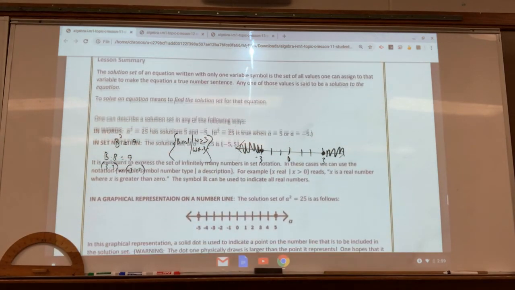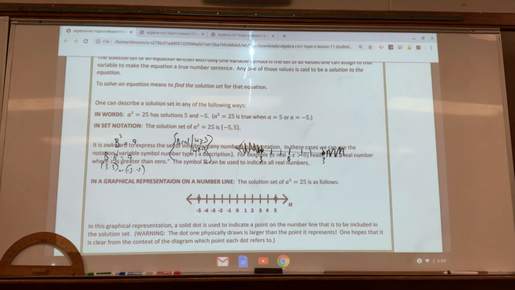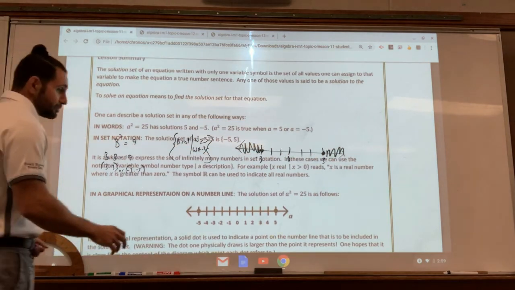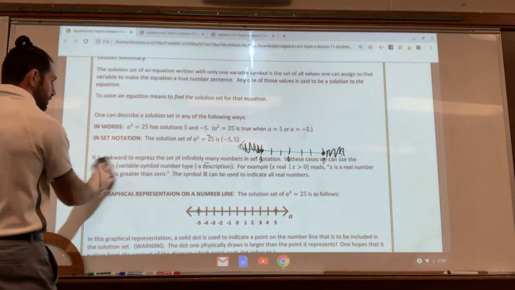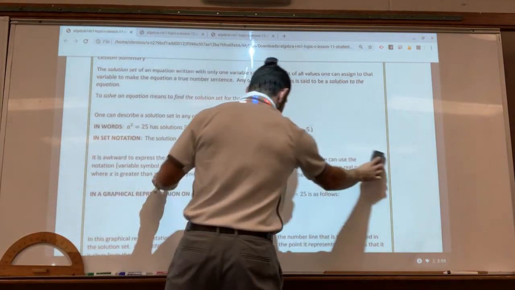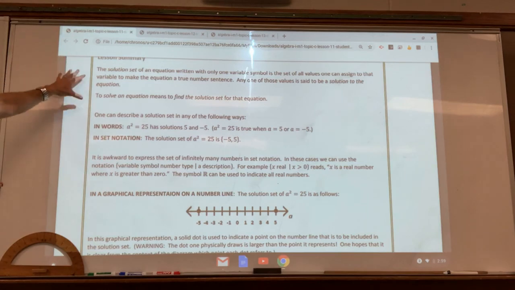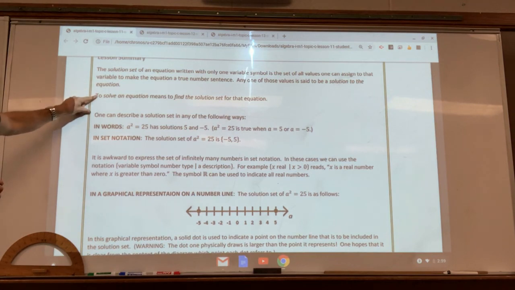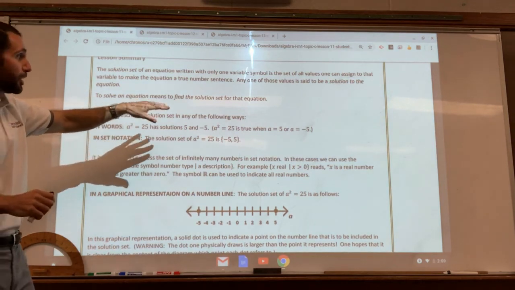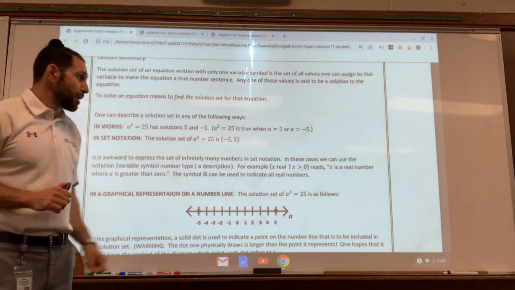So the lesson summary, which is rather important today. Coming back to this, it might not be a bad idea to write down some things that you need to know. Okay, the solution set is for only one variable, so we're not dealing with x and y. To solve an equation means to find the solution set. So in words, we know that it's here. Solution set's the funny brackets.